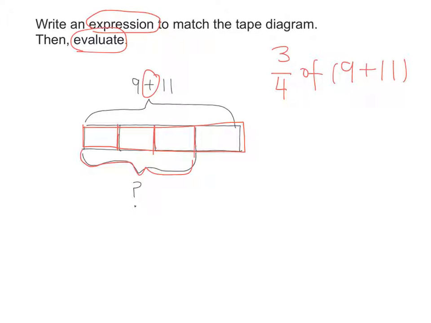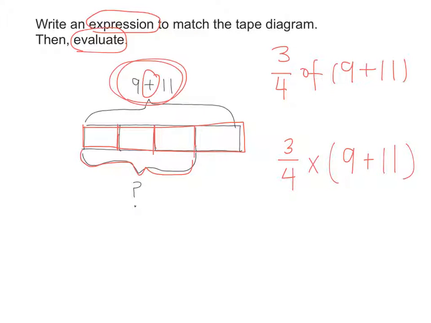So how can I write that as a math equation? Aditi? No, not 3/4 of 20. How can I write it as a math expression? Aditya? 3/4 times 20. Very close. 3/4 times, but instead of 20, is it given to us as 20? No. So it's 3/4 times, in parentheses, 9 plus 11. 20 would be wrong because it's not given to us as 20.